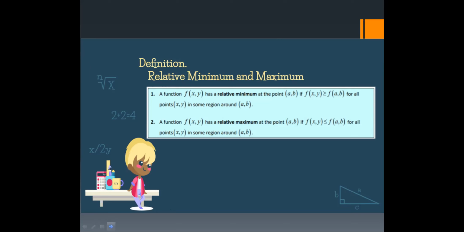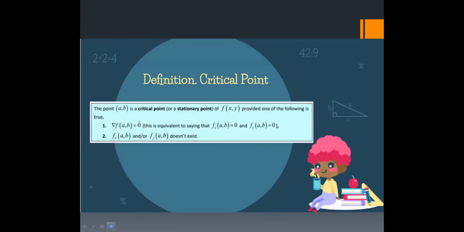Next, we need also to extend the idea of critical points, especially for functions of two variables. Let us recall that a critical point of the function f(x) was a number x equal to c, so that either the derivative of the function at c is equal to 0 or the derivative of the function at c does not exist. We have a similar definition for critical points of functions of two variables.